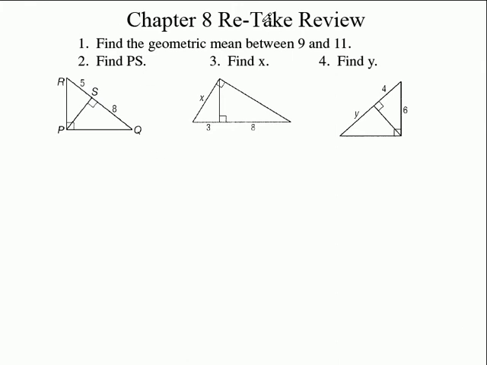Alright, here we go. Chapter 8. We're doing the retake review, not the regular one. They're kind of the same anyway, but we're just doing this one. So it says find the geometric mean between 9 and 11.